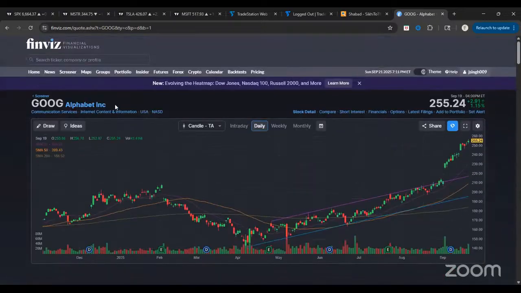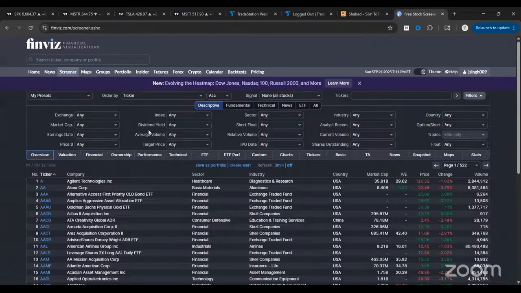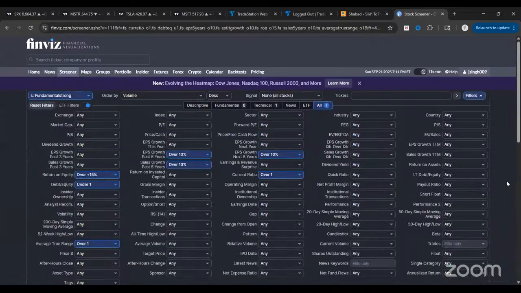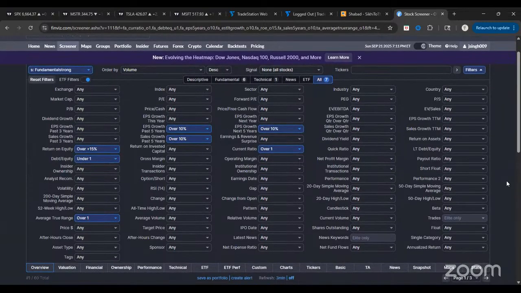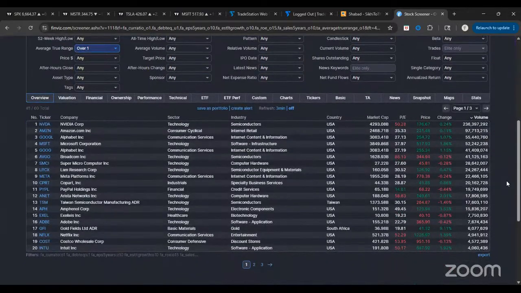I can share all the filters that I have applied, so you have them. You can just go to Finviz. It's a free account, you don't need to pay for it. Open a free account, apply the filters that I have, and that's it. It will give you the fundamentally strong companies. The only thing you have to do then is learn charts if you want to know when to buy, when to sell, when to add.